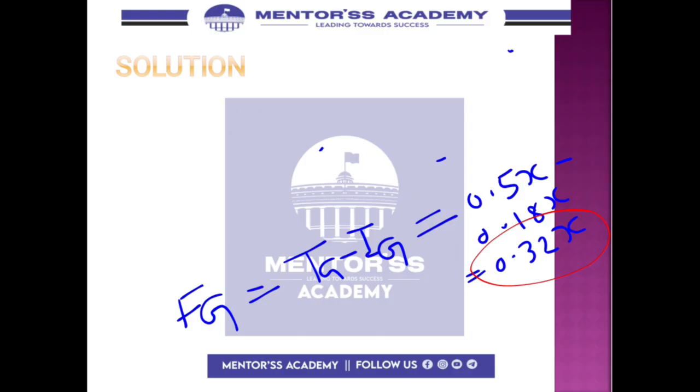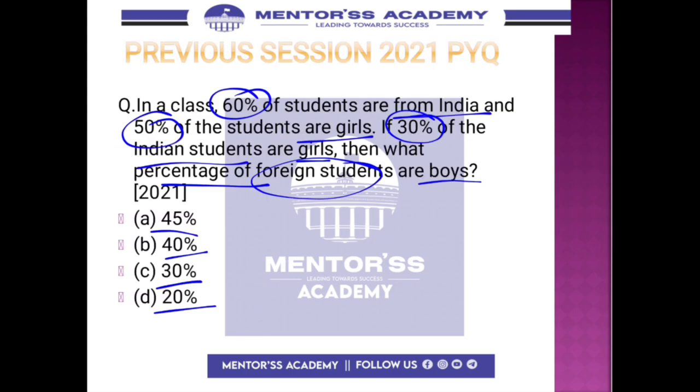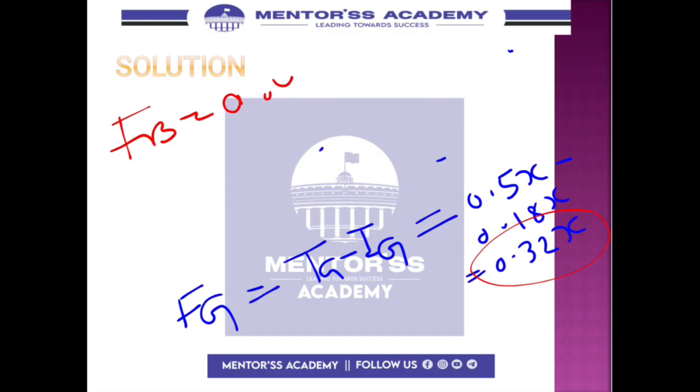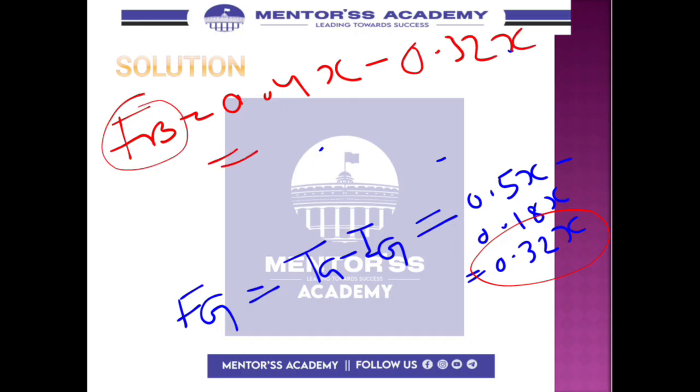So now foreign boys would be total foreign students minus foreign girl students. We have total foreign students as 0.4X, right? 0.4X minus foreign girls 0.32X. So that implies foreign boys would be 0.08X.